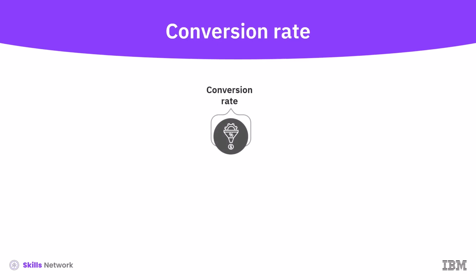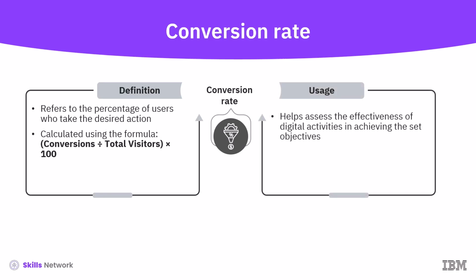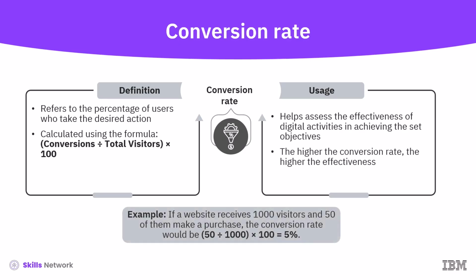In addition to conversions, the conversion rate is another marketing metric, which refers to the percentage of users who take the desired action, such as making a purchase, as a percentage of those clicking a link or ad. It is calculated using the formula conversions divided by total visitors and then multiplying the output by 100. It helps assess the effectiveness of digital activities in achieving the set objectives. The higher the conversion rate, the higher the effectiveness and success. For example, if a website receives 1,000 visitors and 50 of them make a purchase, the conversion rate would be 50 divided by 1,000 multiplied by 100, resulting in a 5% conversion rate.